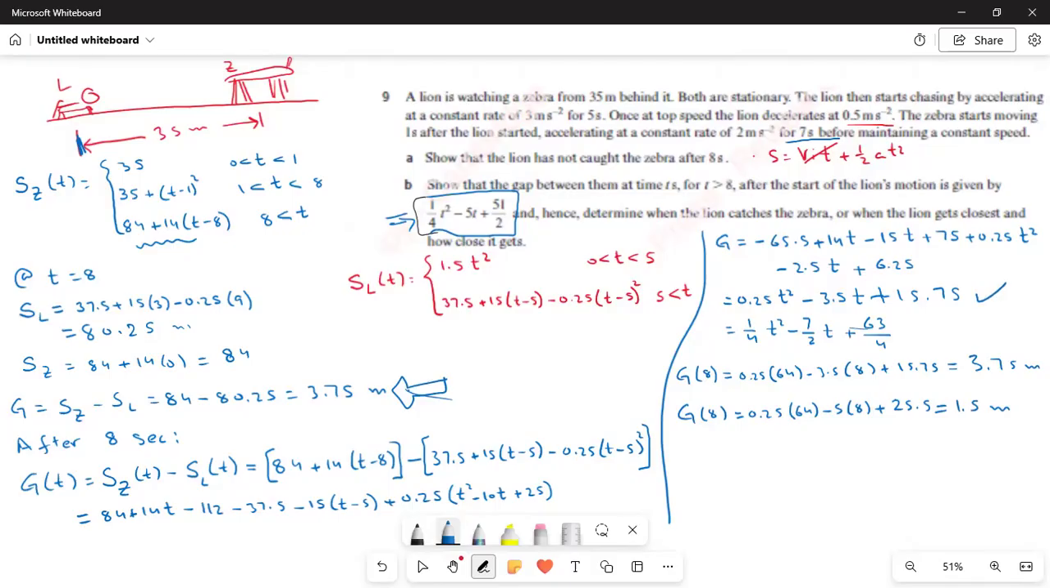Okay, if you find any mistake in my solution, please let me know. Anyway, this is the way I solved it.